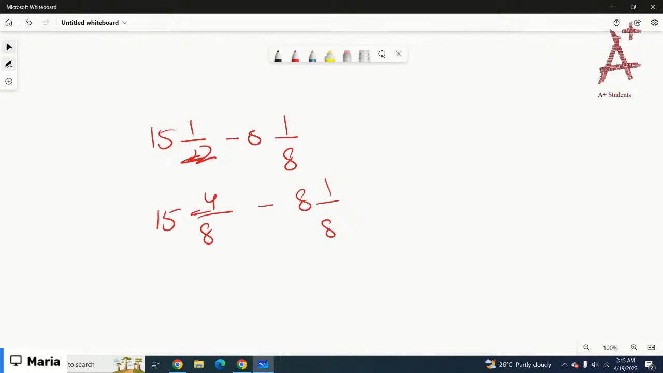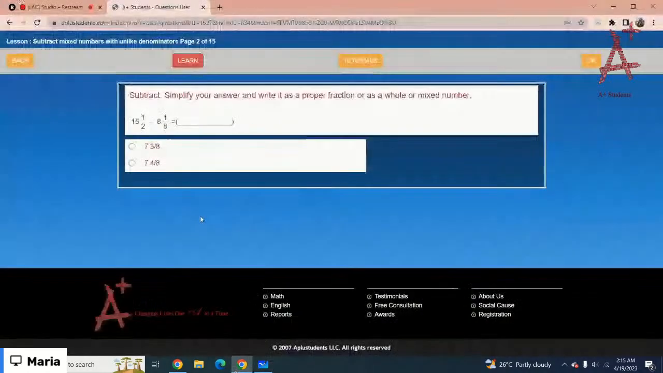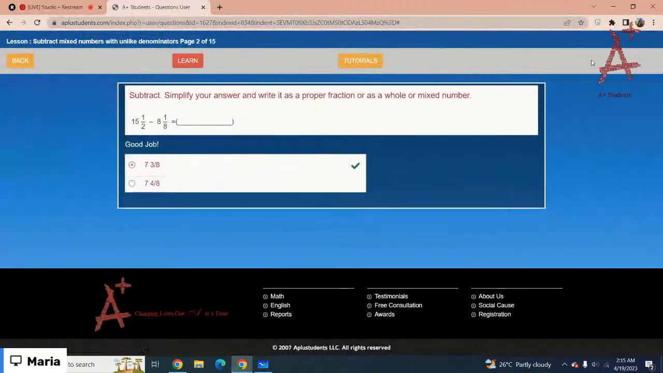Now they have like denominators. You can subtract them. So 15 minus 8 is 7. 4 minus 1 is 3. It would be 7 whole 3 over 8. Got it? You don't have any common denominator that can divide them, so it would be 7 whole 3 over 8. So the correct option is 7 whole 3 over 8.